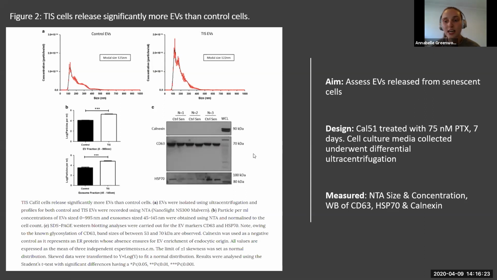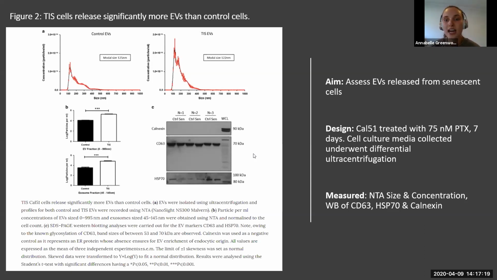To go into a few more details in the methods, their FBS was depleted of EVs, which is good, through ultracentrifugation for 16 hours. They routinely check for mycoplasma contamination. And then they conditioned their media for 48 hours after the PTX had been added and taken away. When they collected their media, they centrifuged it at 300 times G for 10 minutes, followed by 2000 times G for 20 minutes, to remove the cellular debris. Then they filtered the supernatant through a 0.22 micrometer filter, and then ultracentrifuged twice at 120,000 times G for an hour and 15 minutes.